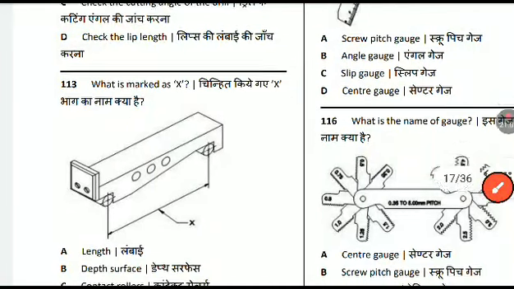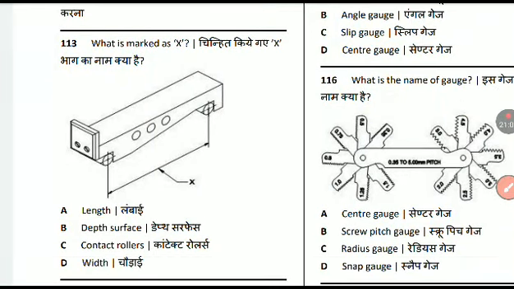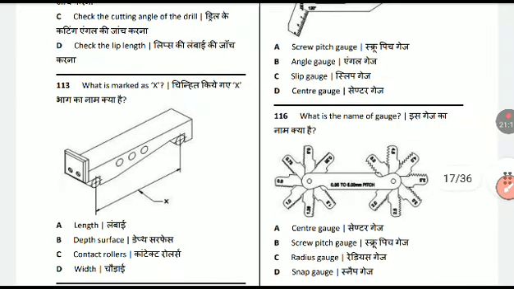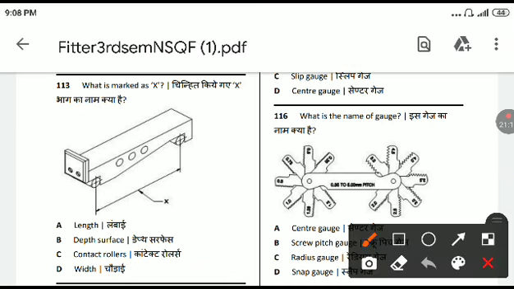What is marked as X? Length, depth surface, contact rollers. Option D, width. Length. Length of a sine bar can be specified as the center distance between two rollers. Option A.